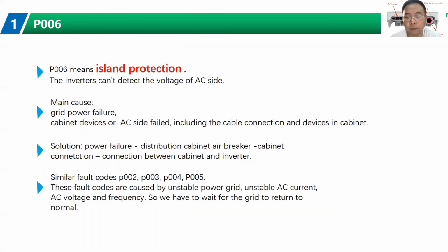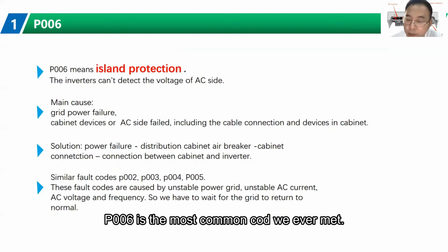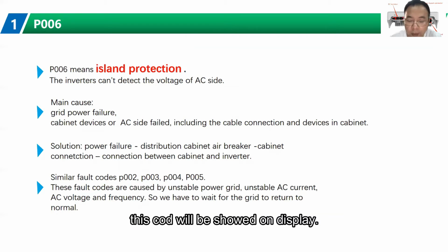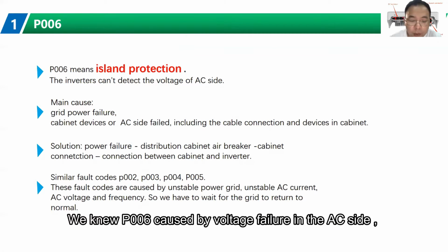P006. P006 is the most common code we ever met. P006 means island protection. The inverter can't detect the voltage of AC side. This code will be shown on display. We knew P006 is caused by voltage value in the AC side.